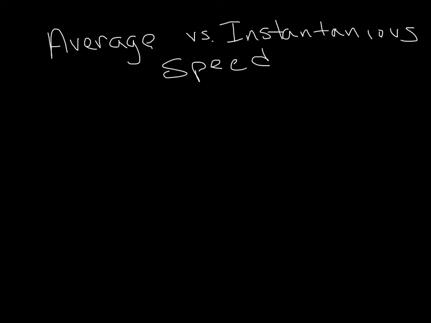Two more terms. Instantaneous speed and average speed. The instantaneous speed of an object is the speed that the object has at any given moment in time. This instantaneous speed is oftentimes what we see when we are looking at our speedometer. It is telling you what speed you have at that moment.